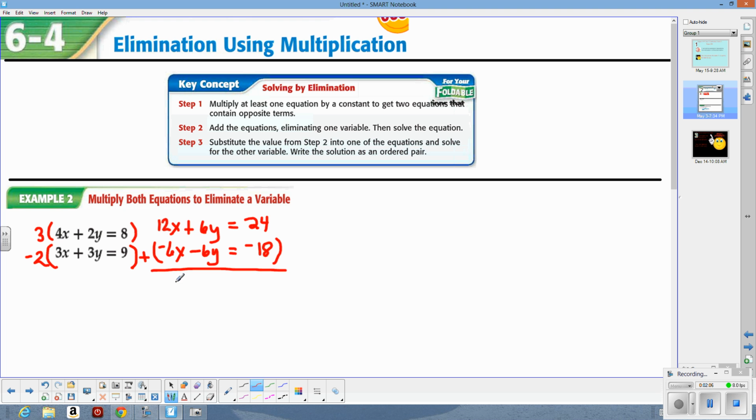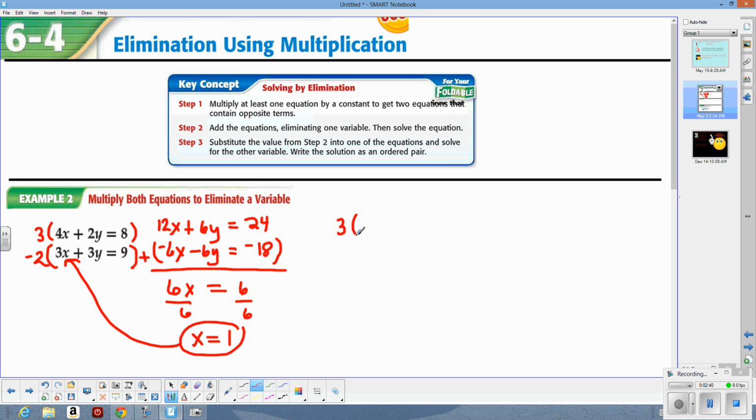12x plus a -6x is 6x. 6y plus a -6y is 0y. And then 24 plus a -18, that is going to be 6. Now divide both sides by 6, and x equals 1. Now I'm going to take that 1 and plug it into one of the equations. It doesn't matter which one. I'm going to choose the second one.